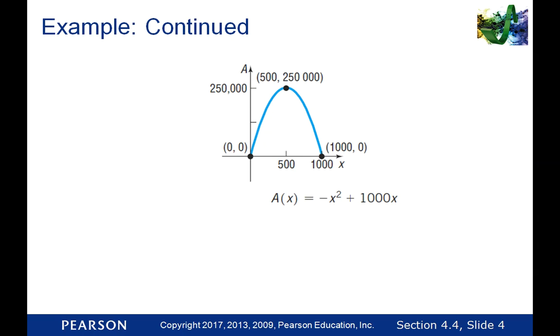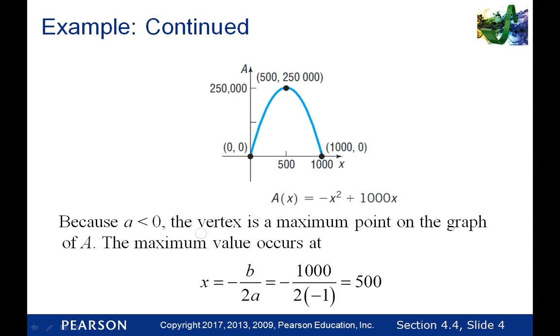To find the maximum, you use the same formulas. Negative B over 2A, so negative 1,000 over 2 times negative 1. That gives you a positive 500 for the X value. The Y value, plug that in, it's 250,000. It's square feet. Yeah, area. 500 feet in one direction, and how far in the other direction? So let's get the dimensions. We found the vertex by doing negative B over 2A, negative 1,000 divided by 2 times negative 1. That's 500. That's the X value.